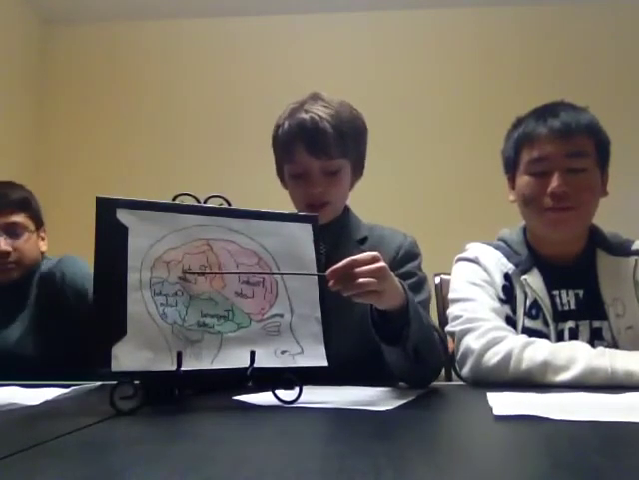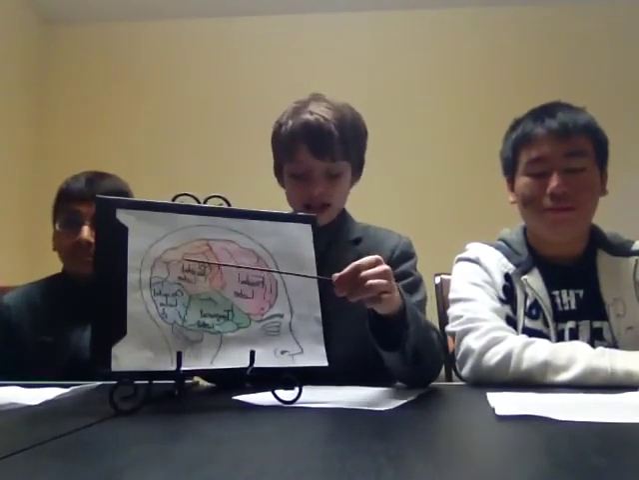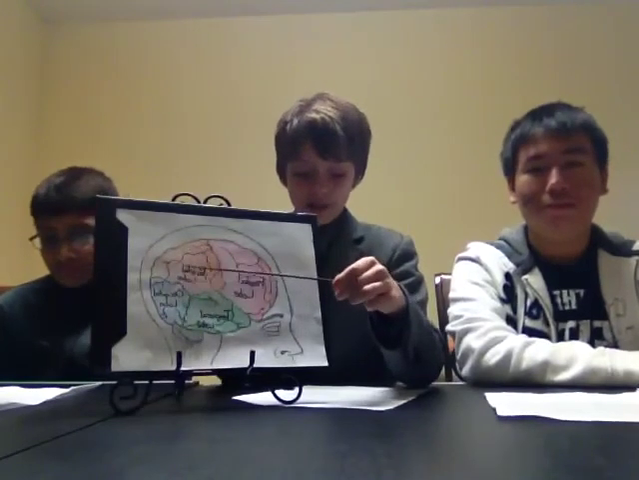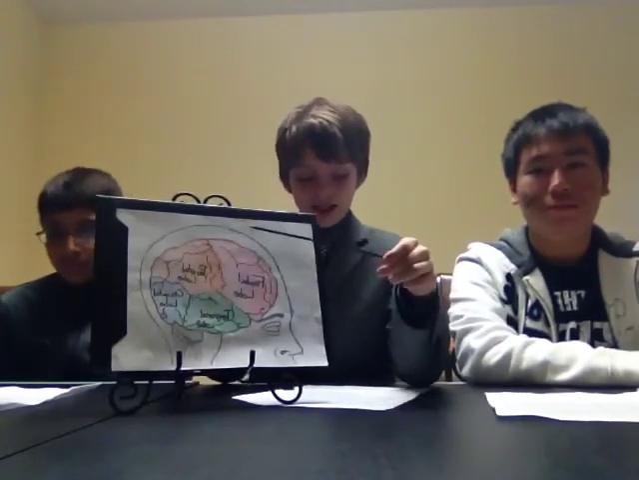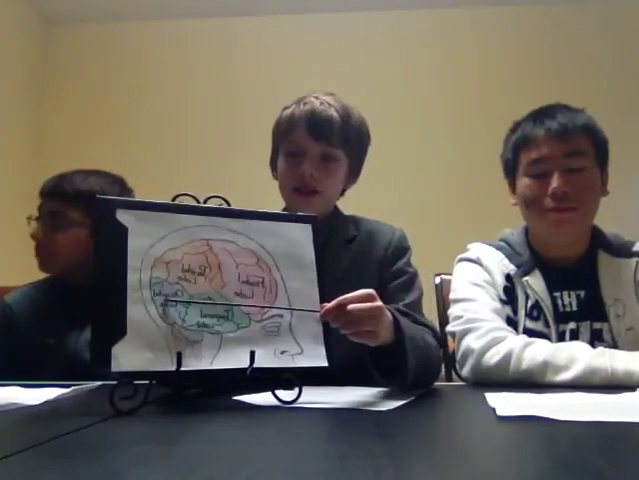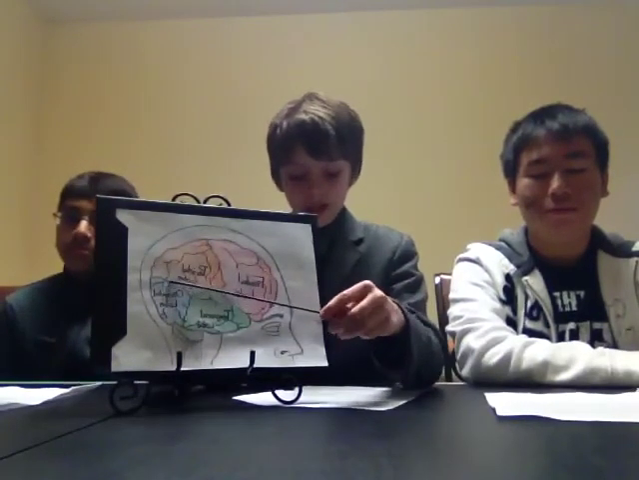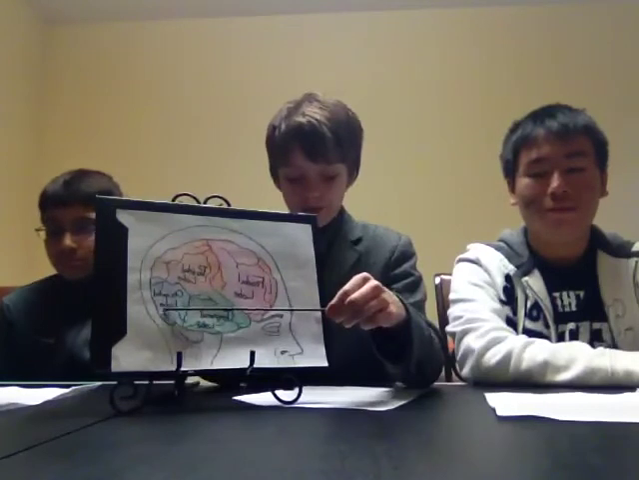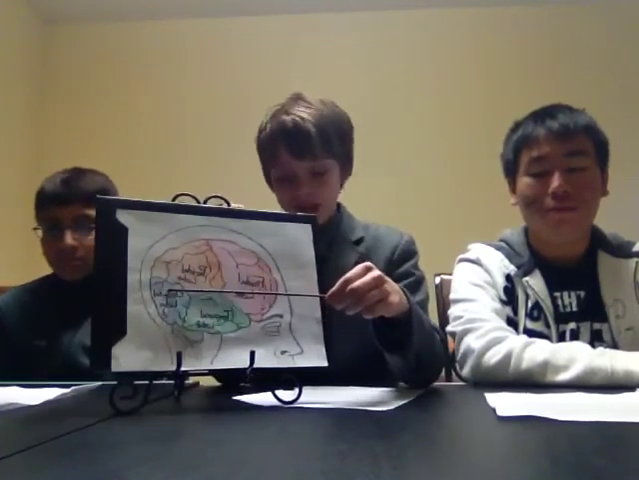The parietal lobe is associated with movement, orientation, recognition, and perception of stimuli. Third, let's talk about the occipital lobe. The occipital lobe is associated with visual processing, which means it handles information from the eyes.